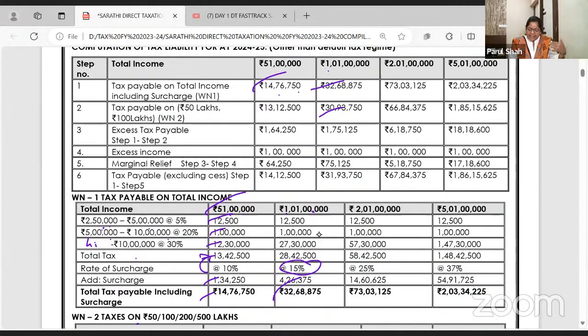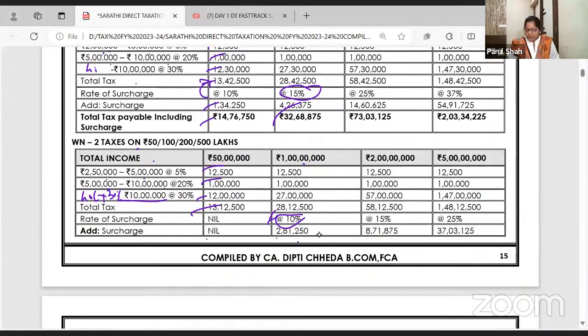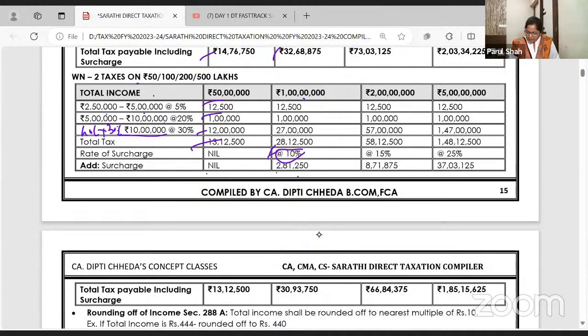How much is the excess tax? 175. What is the excess income above 1 crore? I was ready to pay a 10% surcharge, but just because the income exceeded 1 crore and 1 lakh, I had to pay a surcharge of 15%. So my excess tax is 175, whereas the excess income is 1 lakh. I want a relief of 75, and then add and calculate and pay the tax. So like this, homework for today: see all these examples.